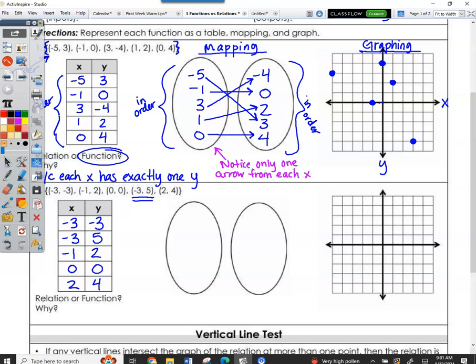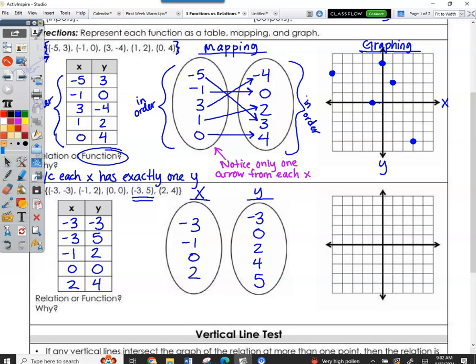Okay, now we're going to look at the mapping, right? So these are our x's and these are our y's. Y'all with me? Y'all sit up. So in order, I've got -3, but then I have another -3. You don't write it twice. Then I've got -1, 0, and 2. Then over here, I have, in order, -3, 0, 2, 4, and 5. Right?